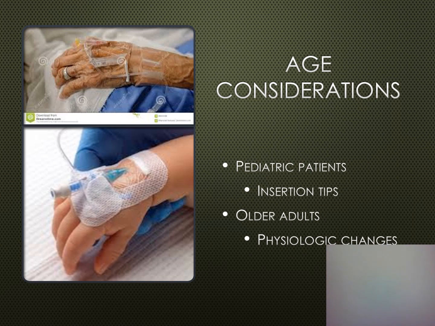The administration sets that we use with children are the microdrip, but use your electronic infusion devices to help reduce the risk of fluid overload. Different veins that you might consider in a child would be the dorsal hand veins, and those can be used for all ages.